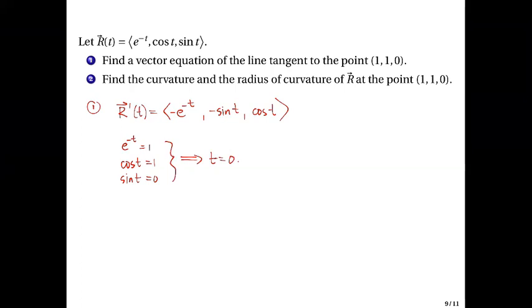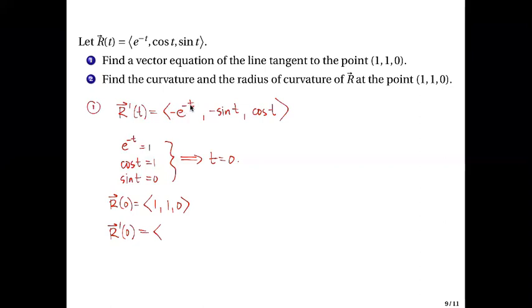So we will use this t equals 0 in our computation. So notice r of 0, this is indeed 1, 1, 0. Now we have your r prime here. We evaluate this at 0. Sorry, r prime evaluated at 0.